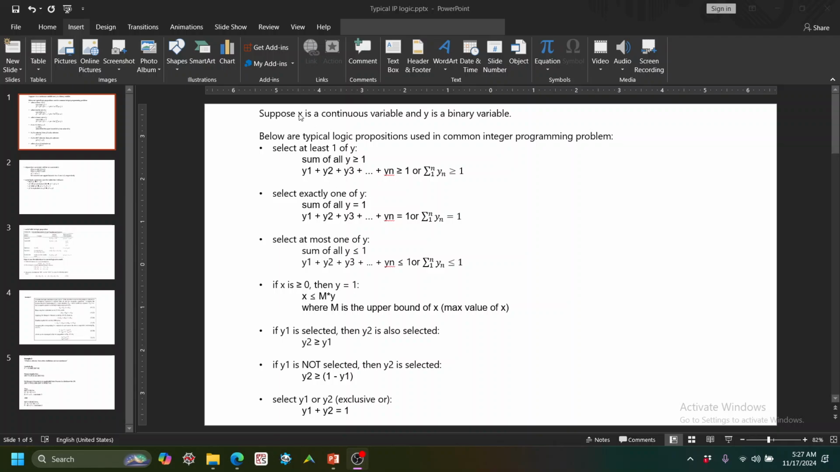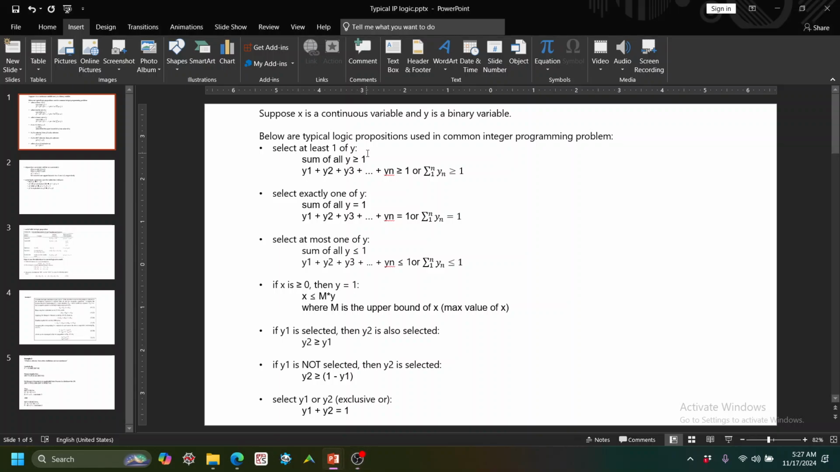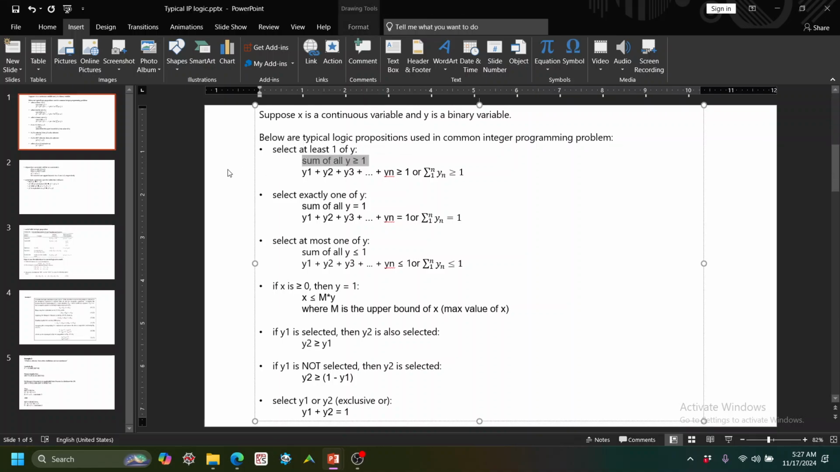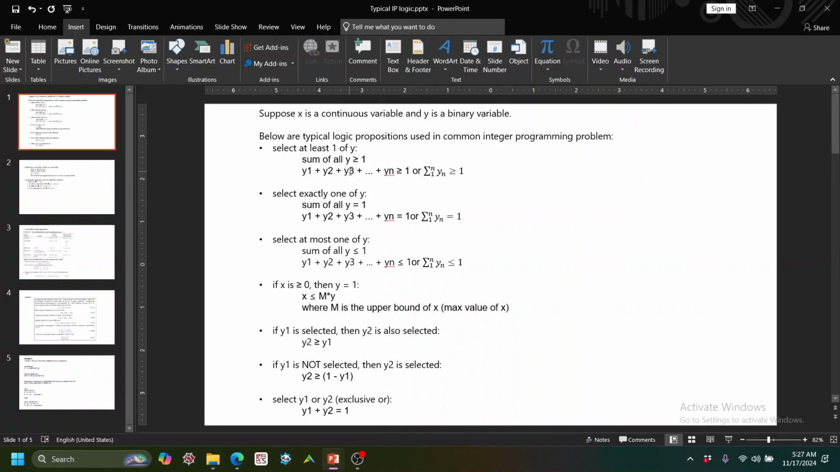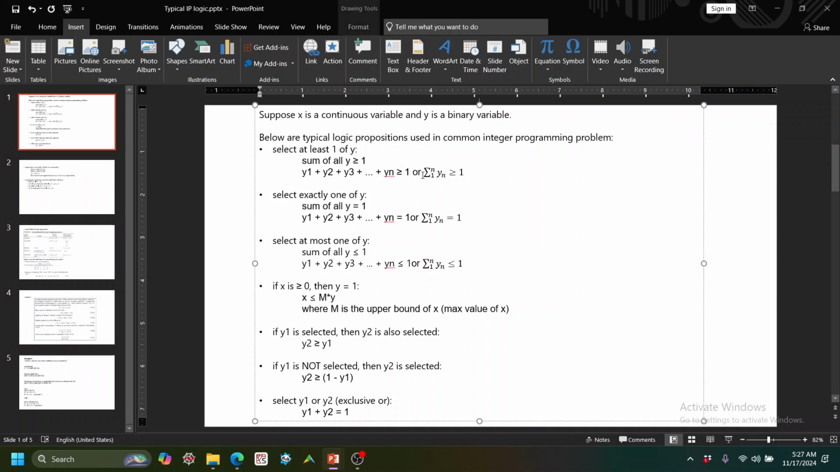So suppose that x is a continuous variable and y is a binary variable, 0 or 1. And then some typical logic propositions, like for example in this case, select at least one of y. If we select at least one of y, the logic is that we have to sum all of the y, and that has to be larger than or equal to 1. At least one of the y should be 1. So we have y1, y2, y3, and so on and so forth, and then the summation of all of them should be larger than or equal to 1, written here in this algebraic notation.